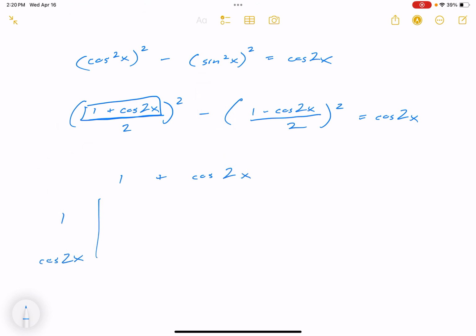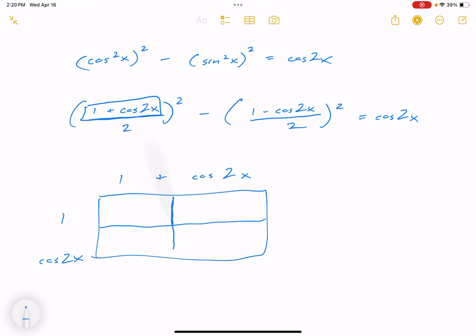I like to do the box method. I can't really do the FOIL method. I'm not that good at that because I've never done that. I mean, I have, but I like the box method a lot better. You guys can do the FOIL method. I'm just not going to do it.